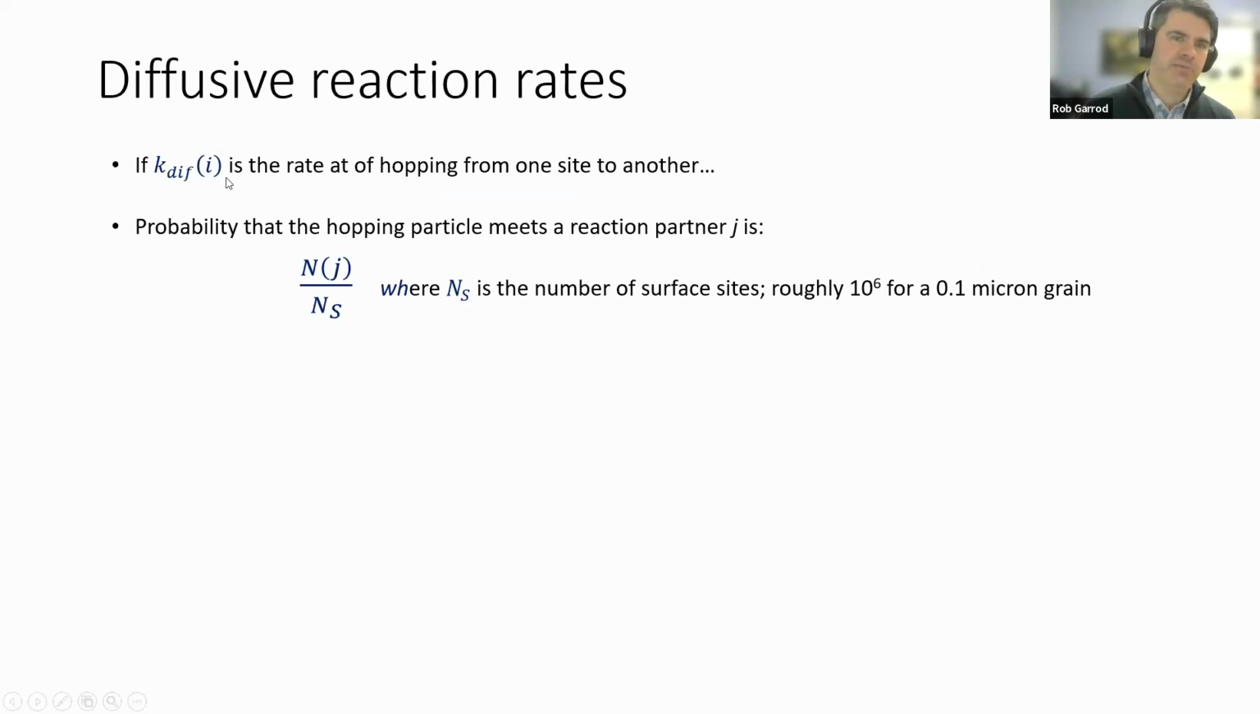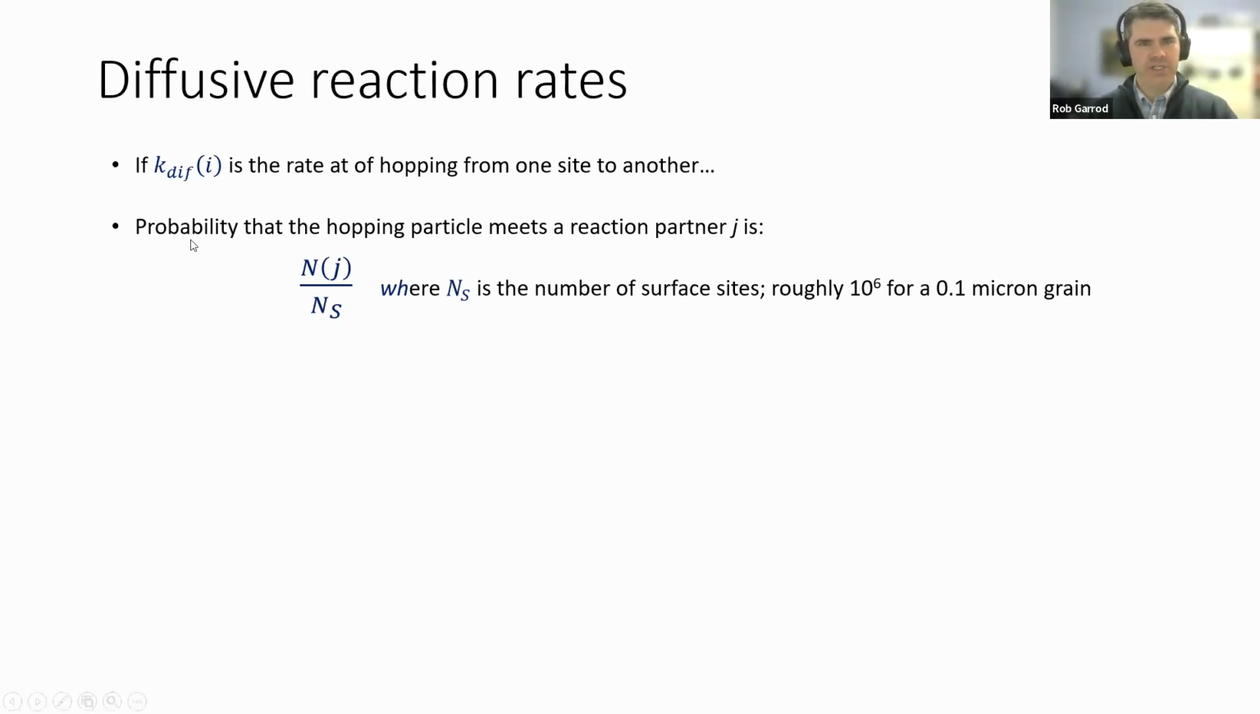So some species I, it may be a hydrogen atom, has a rate of diffusion, and that rate of diffusion corresponds to the rate at which an atom hops from one site to another, like we saw in the video of the microscopic Monte Carlo model, where you saw hydrogen atoms hopping around from one site to an adjacent site to the next. We can define that in a rate-based treatment using some generic barrier, okay, and we can work out what that diffusion rate is. We can then formulate a reaction rate from that.